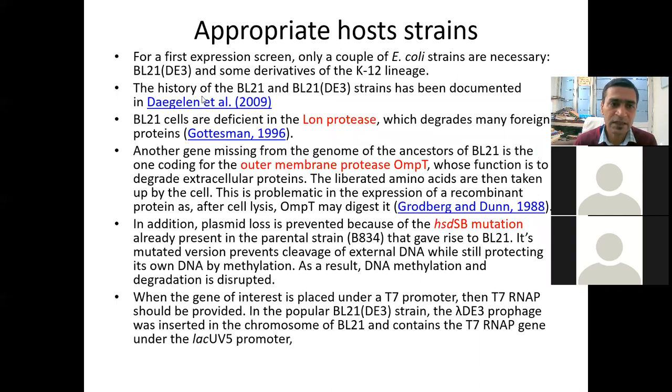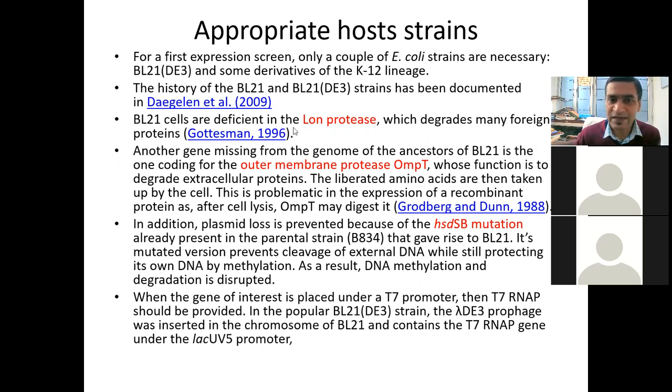The history of the BL21 and BL21 DE3 cells has been documented in this. If you want to read in more detail, I have shared with you one review article about the E. coli host modifications. How over the time, over the years, a lot of genetic mutations have been brought into these host cells to make them best and more suitable for expression of your protein in those hosts. So a lot of mutations are carried out, in fact. We will read one or a few salient points.